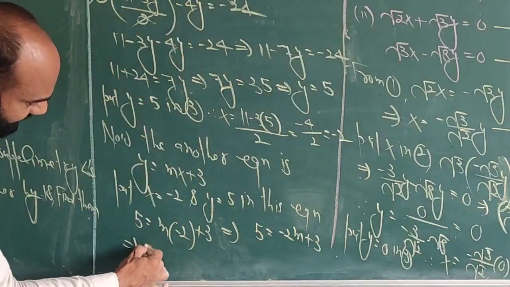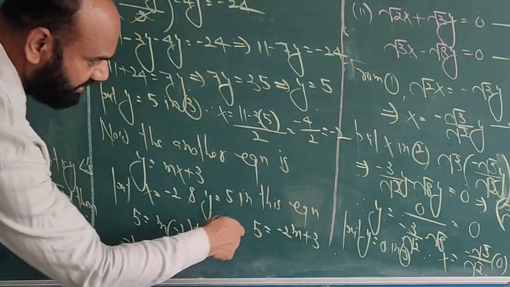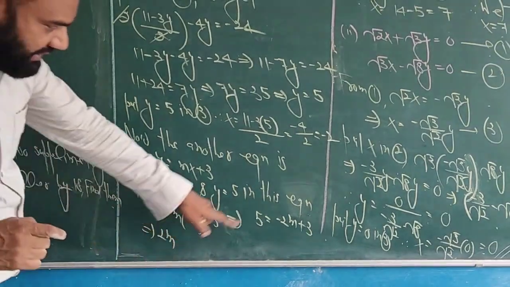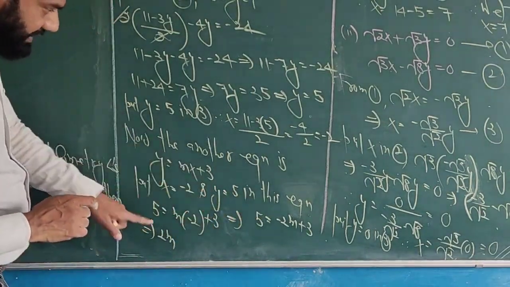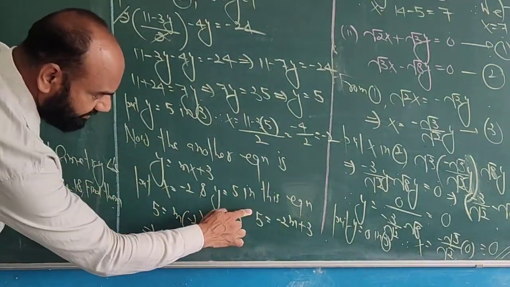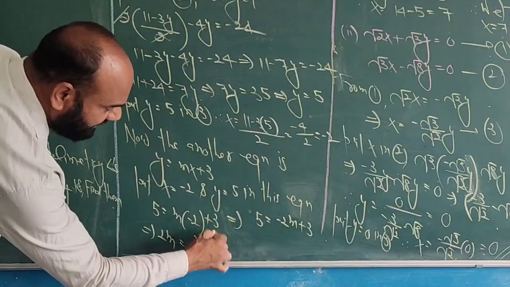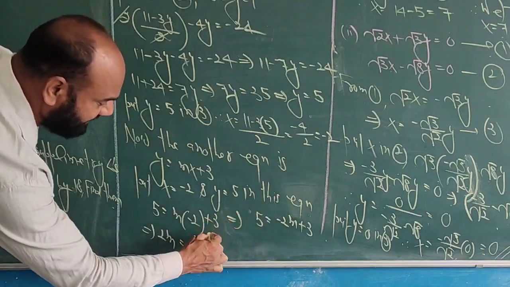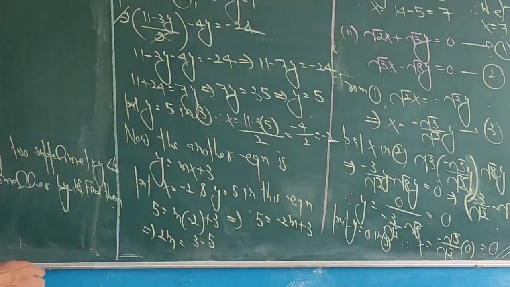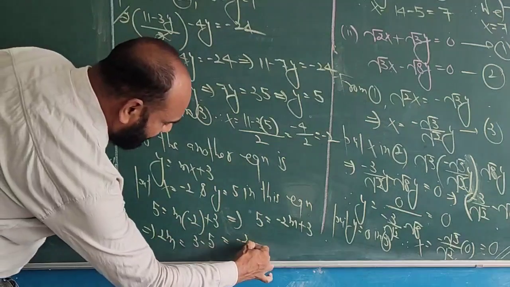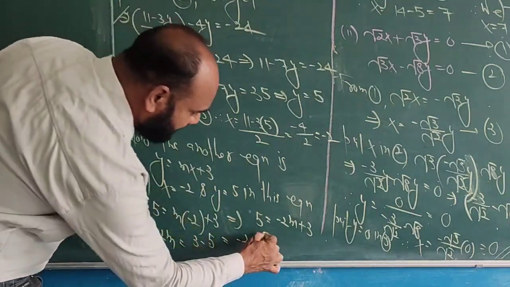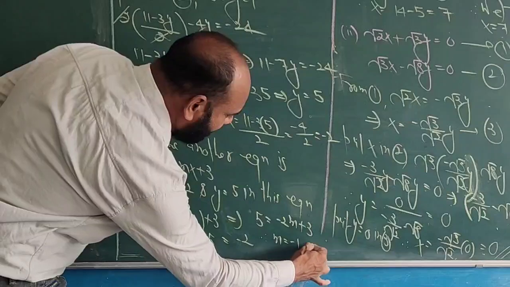This implies plus 2m. When a term changes sides, its sign must be changed: the 5 stays positive, and when the 3 passes to the other side, it becomes negative. So 5 minus 3 is equal to 2. Hmm, so 2m is equal to minus 2. Therefore m is equal to minus 1.